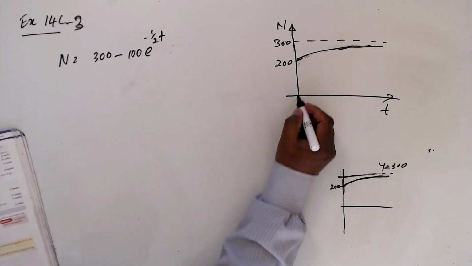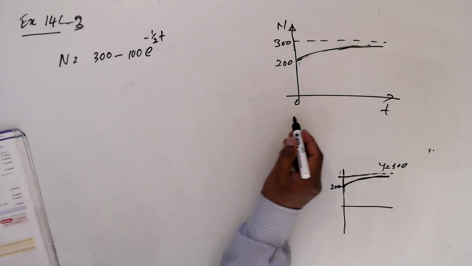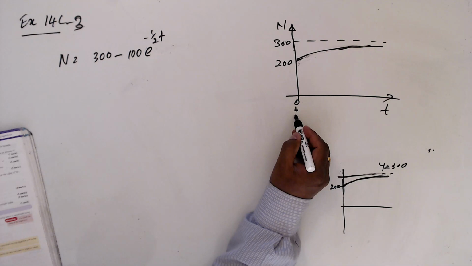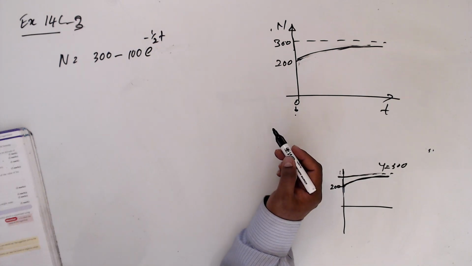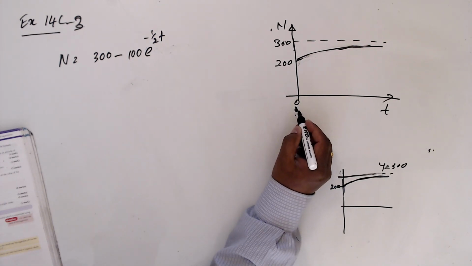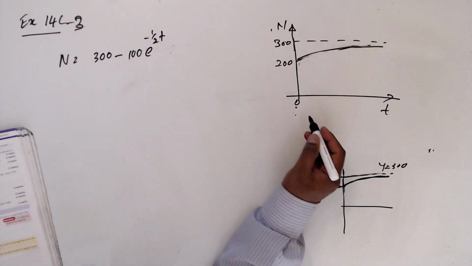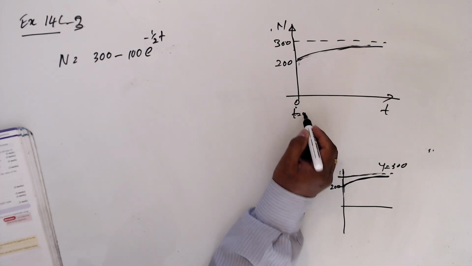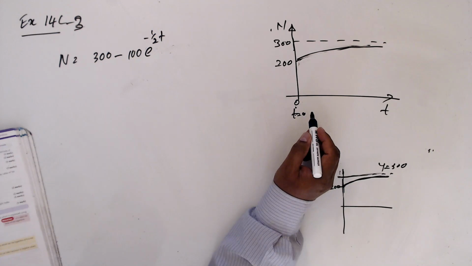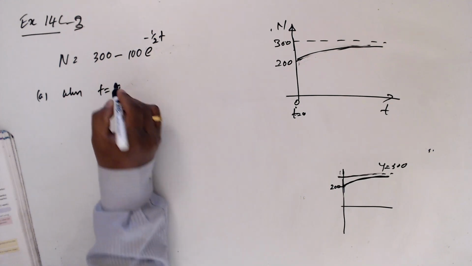Now we need to know more about t. With the number line, the starting point is 0. So what is the literal meaning for this one? N is the number of people infected with the disease, and t is the time in years after detection. So this is just after detection. Assume doctors suddenly found out there is such a virus. At that time t equals 0. So that's the time. So question number a, when t equals 0.